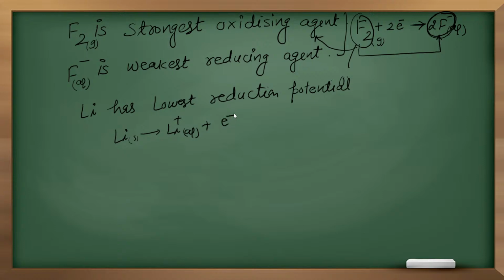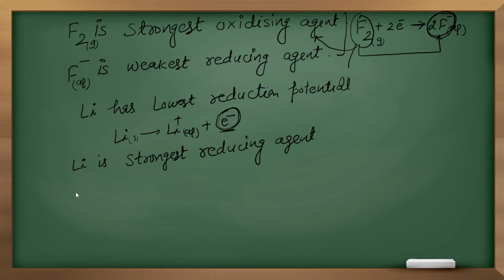That means lithium is strongest reducing agent. What is a reducing agent? The one which can reduce others and itself gets oxidized. Or simply, those species which lose electrons are reducing agents, because these electrons are gained by someone which gets reduced. That's why lithium is a reducing agent.